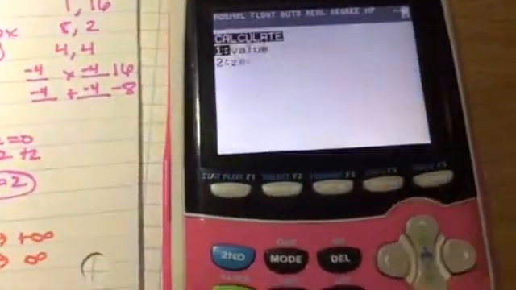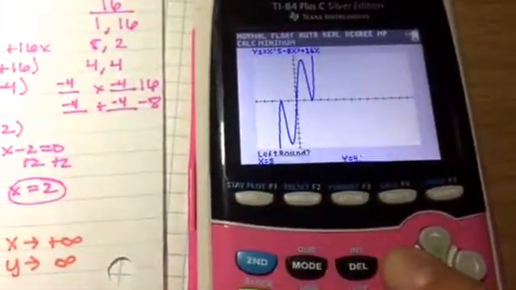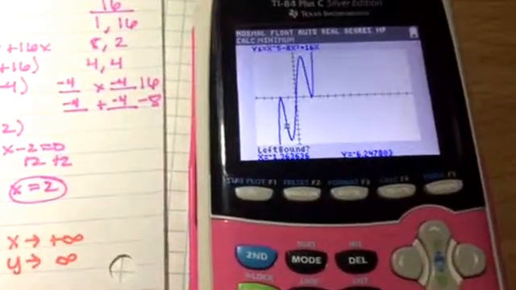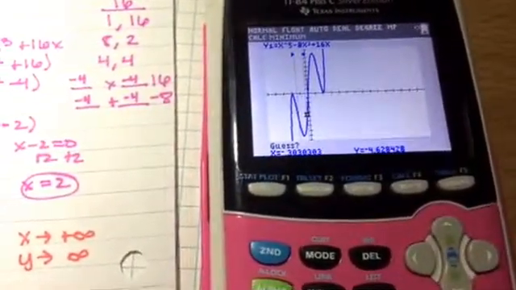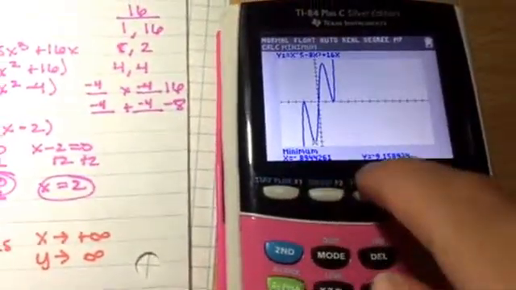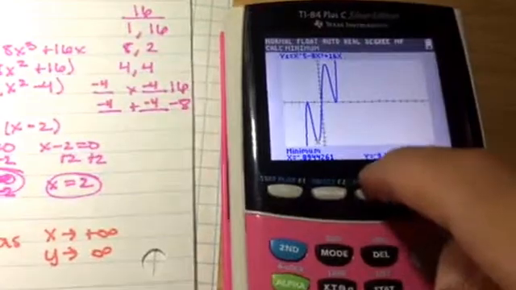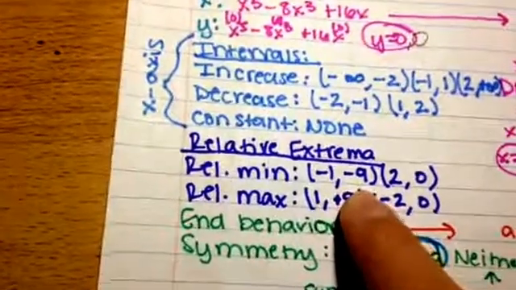For our second minimum, I'm going to do the same thing, second trace 3, and I'm going to come over here. It gives me a minimum of -0.89 and -9.15. So what I did here is I rounded to the nearest whole number, so my second minimum is going to be -1 and -9.